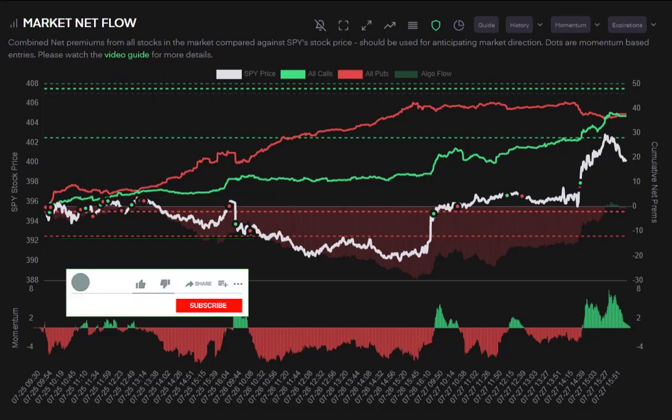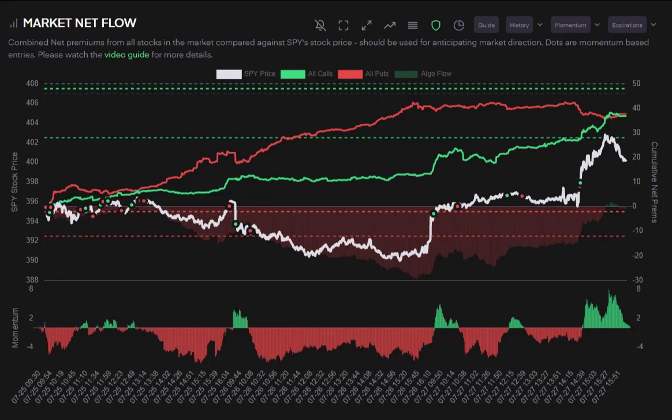I'm doing this video right after the recent Fed announcement, and I wanted to highlight the GEX levels in addition to the options flow that we're seeing. The jagged red and green lines are the net premiums for all stocks for puts and calls. As the red line goes up, that means the put premium is increasing, so there's puts being bought. And the green line is call premium.